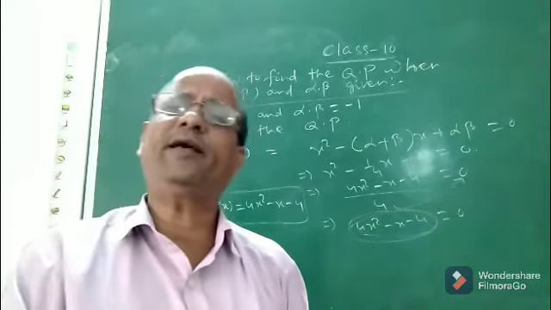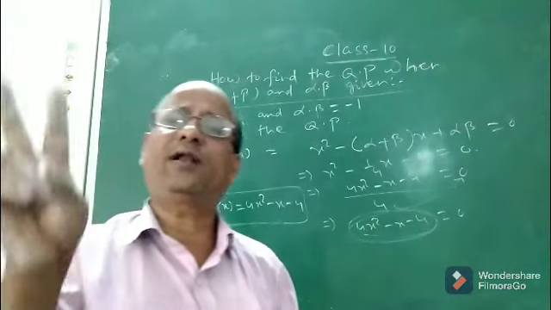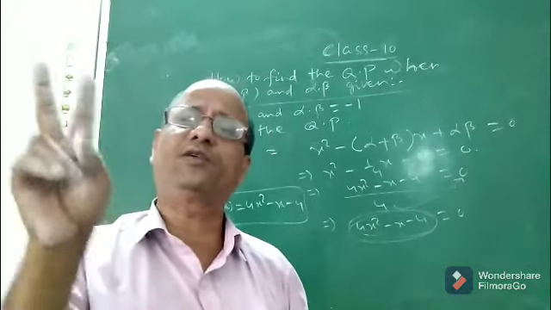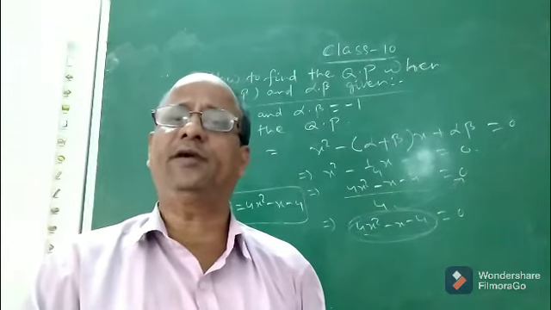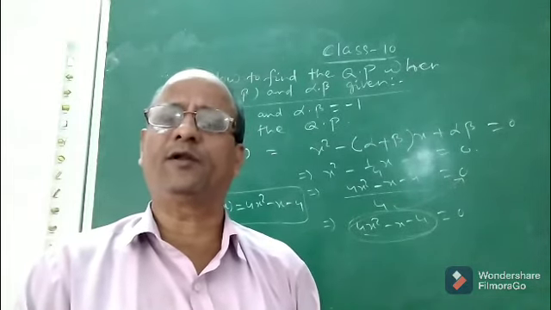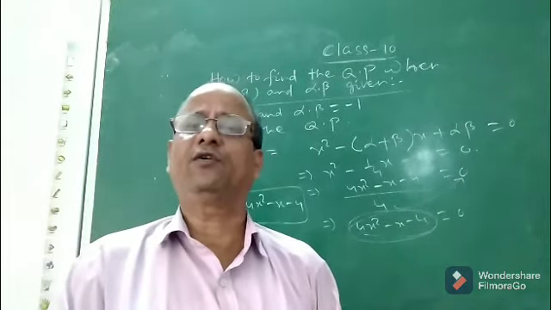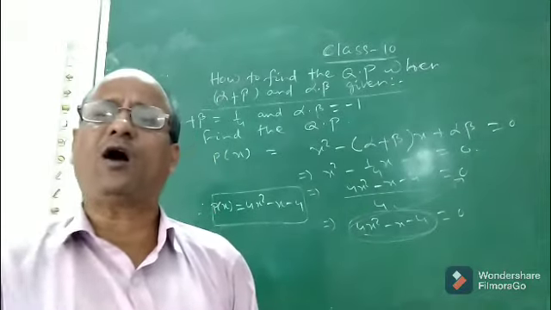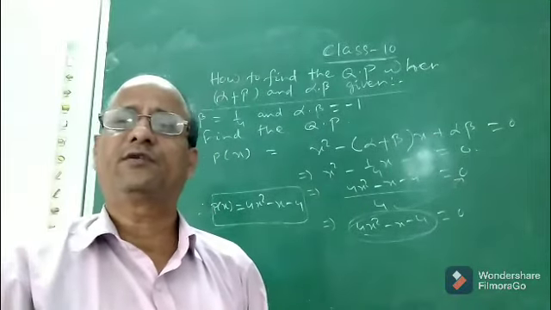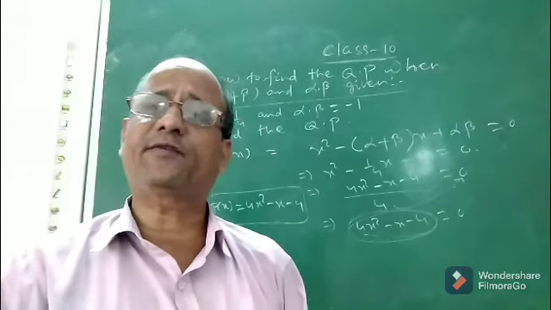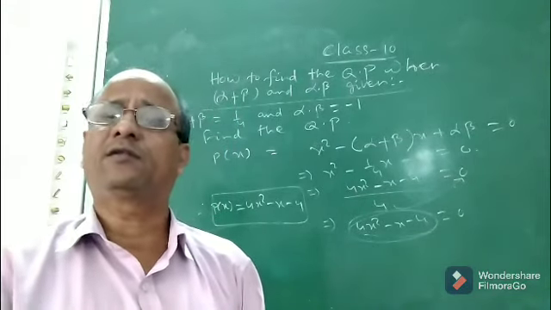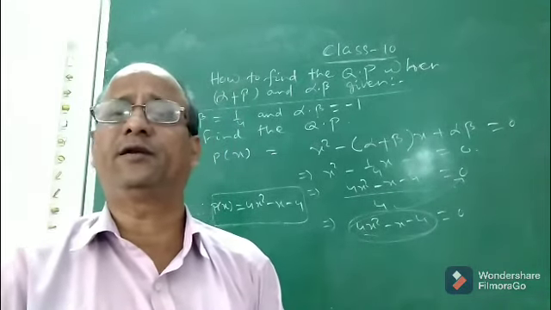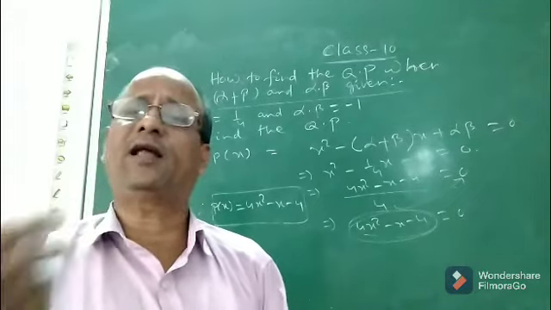Similarly, suppose you are given a fourth degree polynomial, or biquadratic polynomial, whatever you say, and you are given 2 zeros of it. How to find the remaining 2 zeros? That will be our last point of discussion in this chapter, polynomials. Then only the chapter will be completed. So that thing we will discuss in another class.